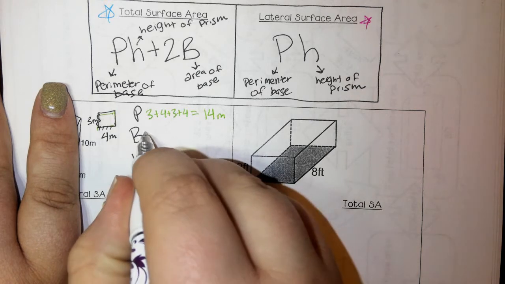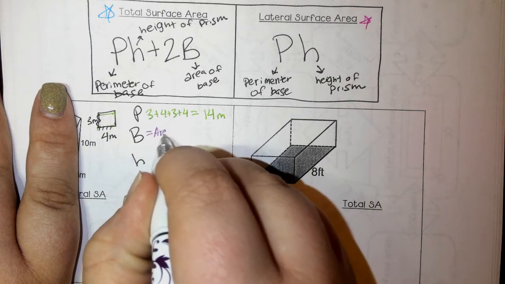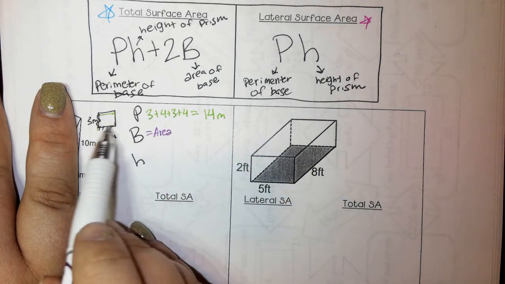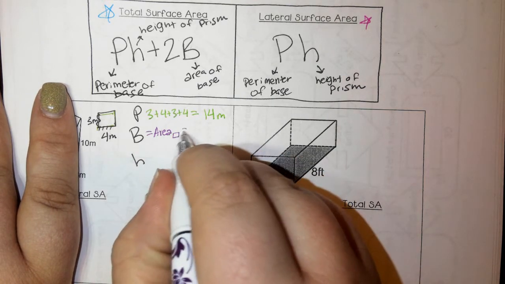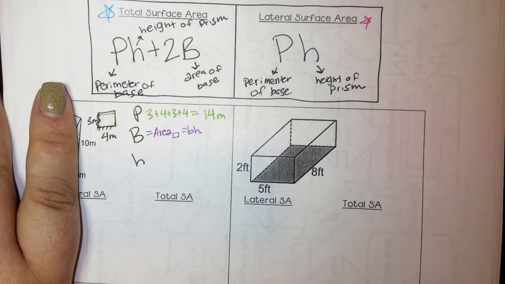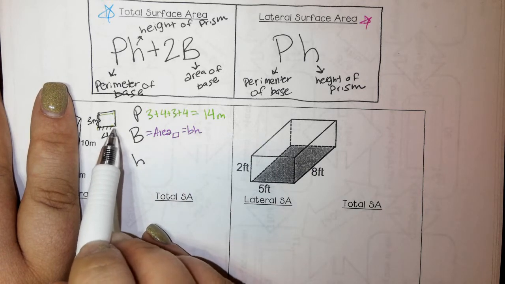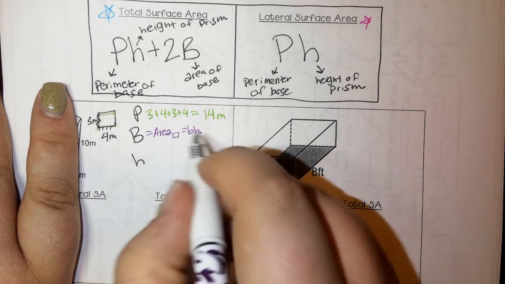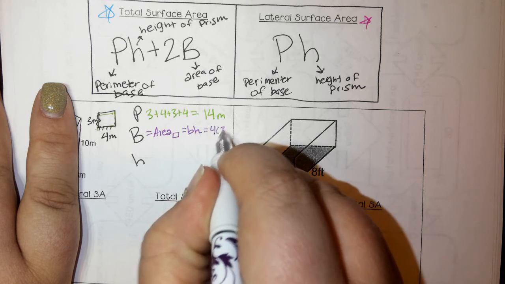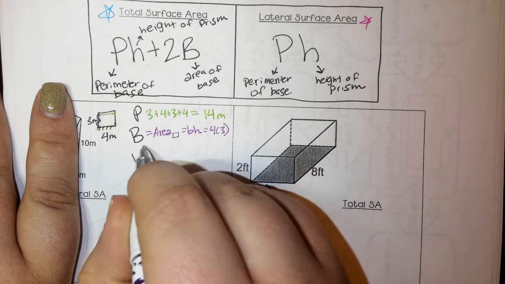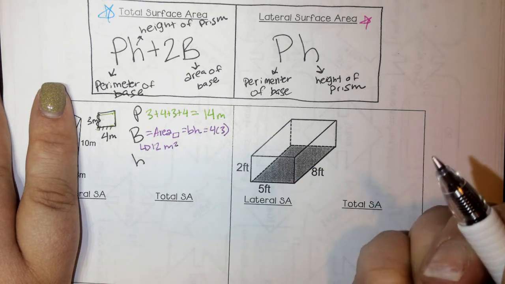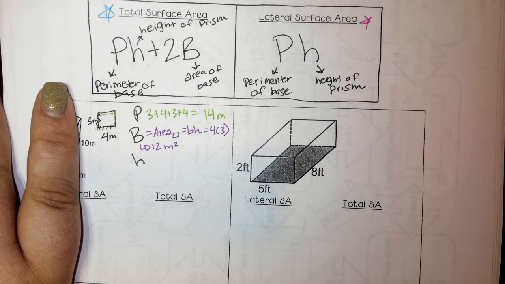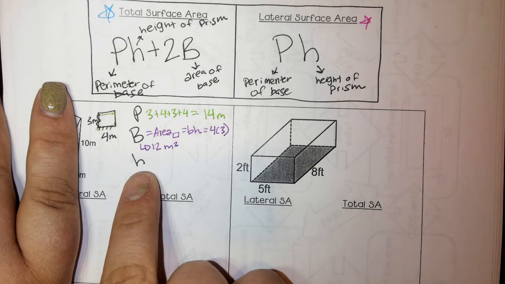To find the area of the base, the base here is a rectangle, so I'm finding the area of a rectangle. That formula is base times height. Base times height for this rectangle would be 4 times 3, which is 12 meters squared. The height is lowercase, which means it comes from our prism, not our base.